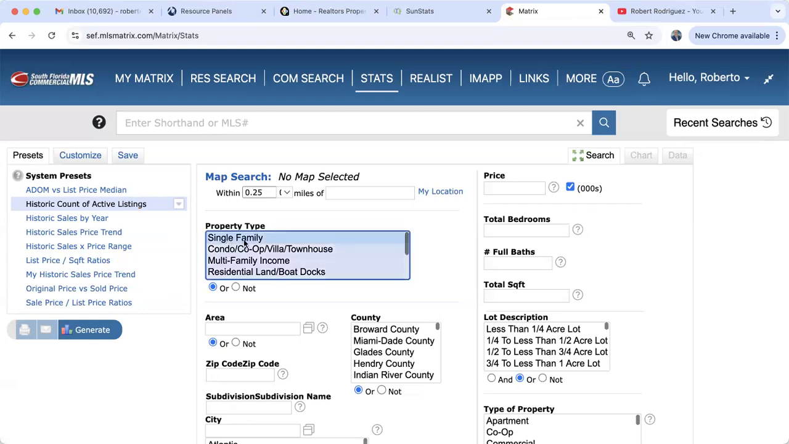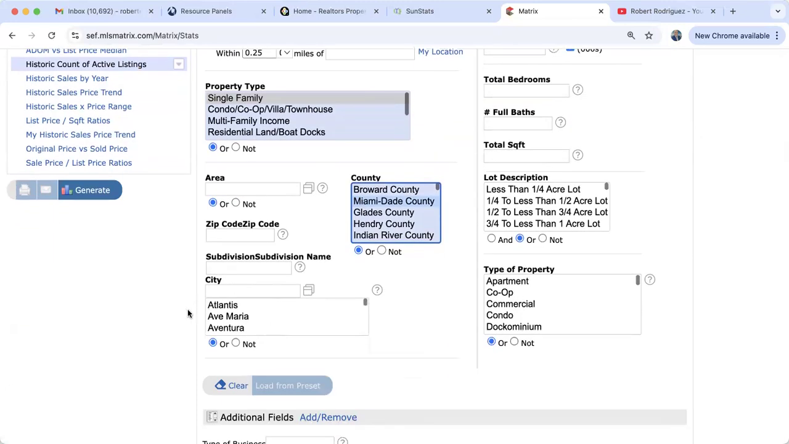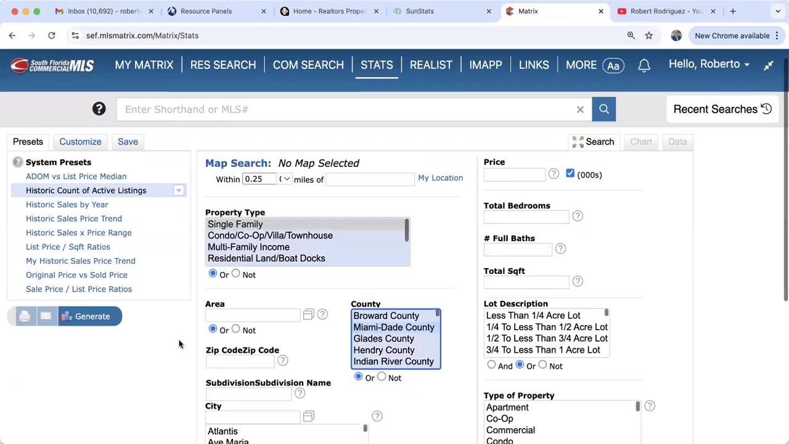Let's go with single family home in all of Miami-Dade County. All right. Of course, you guys can choose a zip code or you can choose a city. You can even choose a subdivision. All right. But we're just going to go with single family home, Miami-Dade County, active listings. And let's go ahead and click on generate. Now, this may take several seconds because it is trying to compute all the numbers in all of Miami-Dade County for single family homes. So let's give it a few seconds and we're going to see the report very soon.